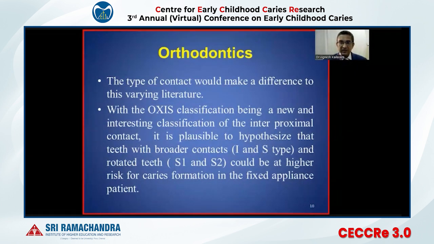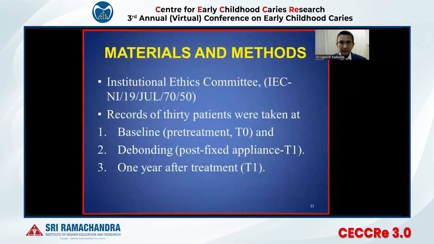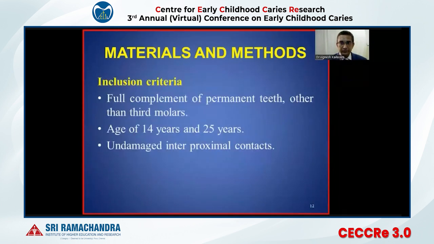With the OXIS classification being a new and interesting classification of the contacts, it is plausible to hypothesize that teeth with broader contacts and rotated teeth could be at a higher risk of caries formation in the fixed appliance patient. So we designed a study and got institutional ethical committee approval. 30 patient records were taken at 3 time points: at baseline, that is before orthodontic treatment, referred to as T0; at the time of debonding of the fixed appliance treatment, that is T1; and 1 year after treatment, that is T2.